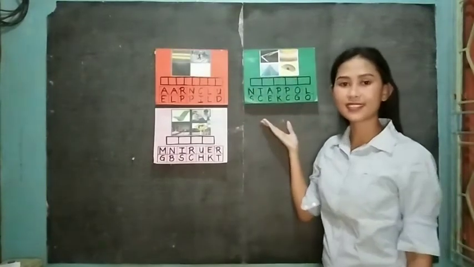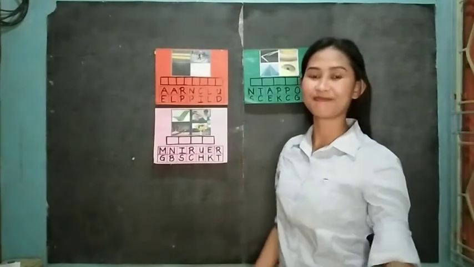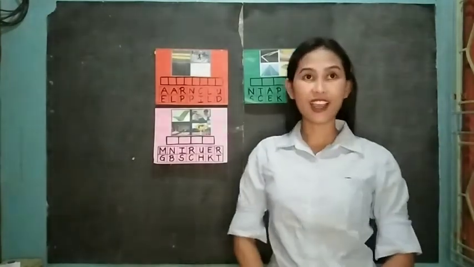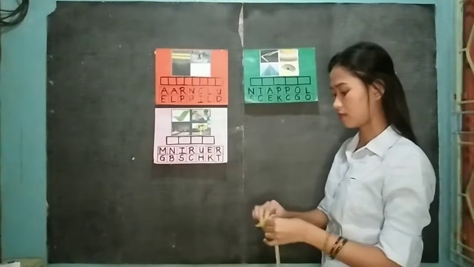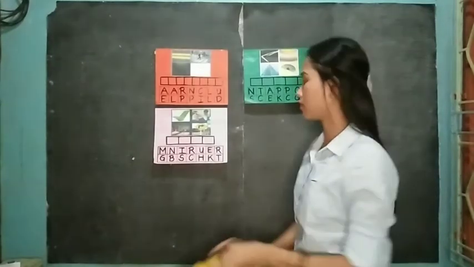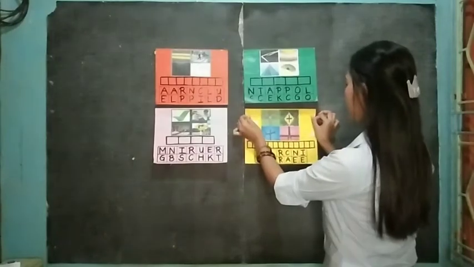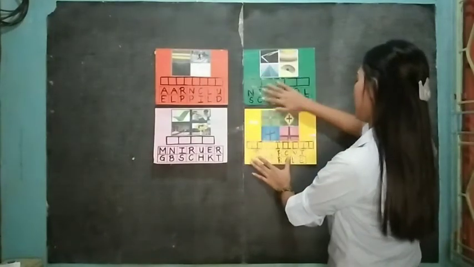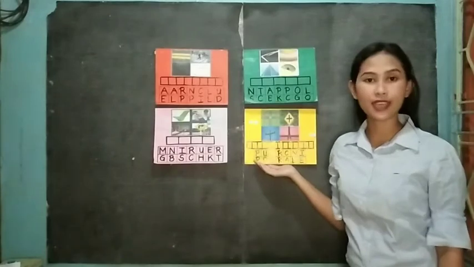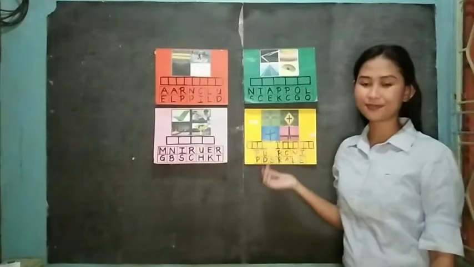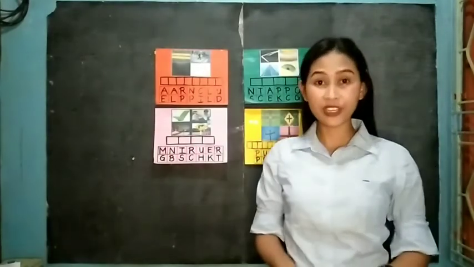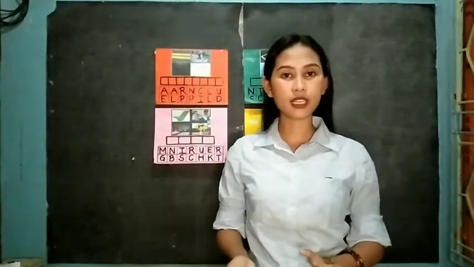Who can guess? Yes, Catherine? That's right. So we will have our last picture. Now, who can guess? Yes, Ivana? Very good, Ivana. It seems that you really remember what are parallel lines and perpendicular lines.